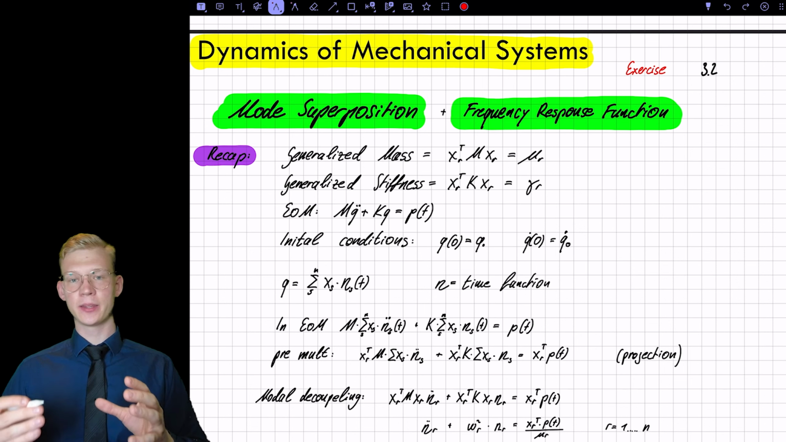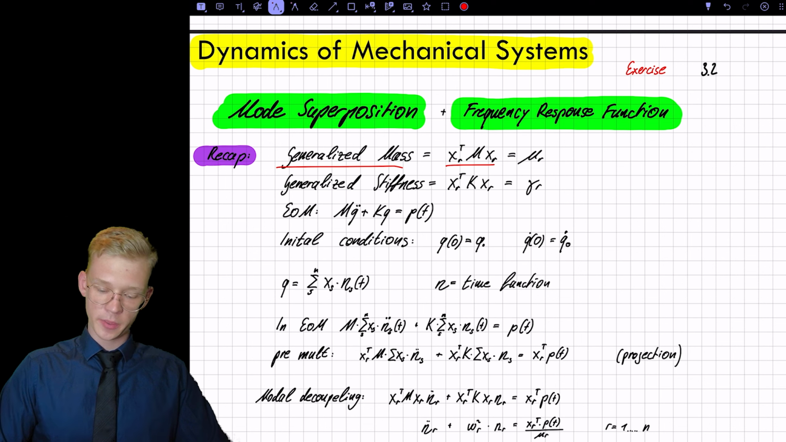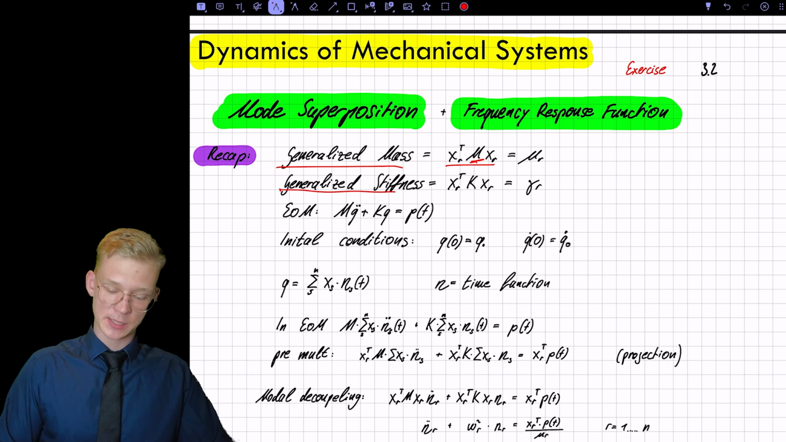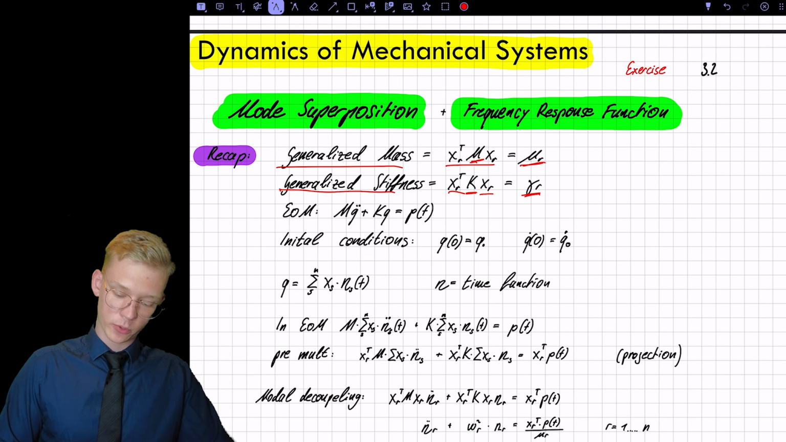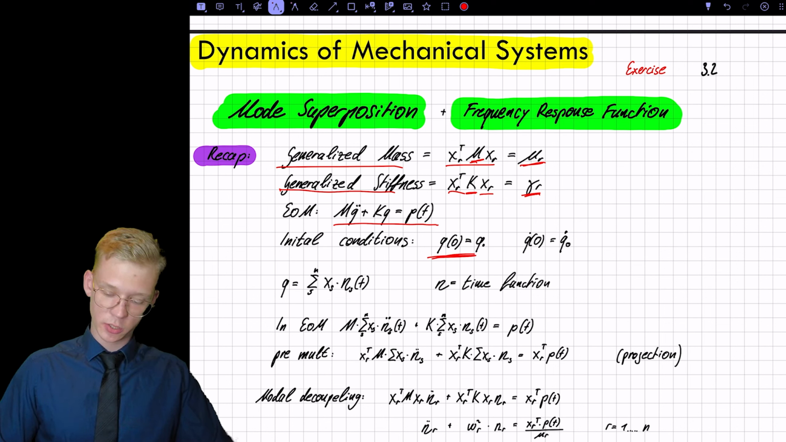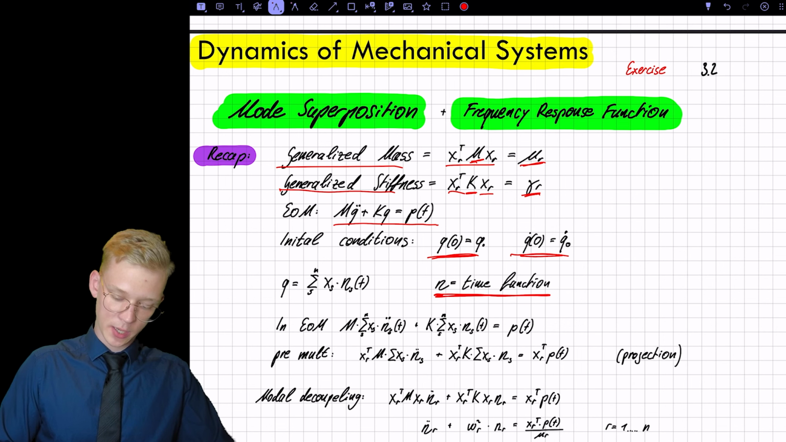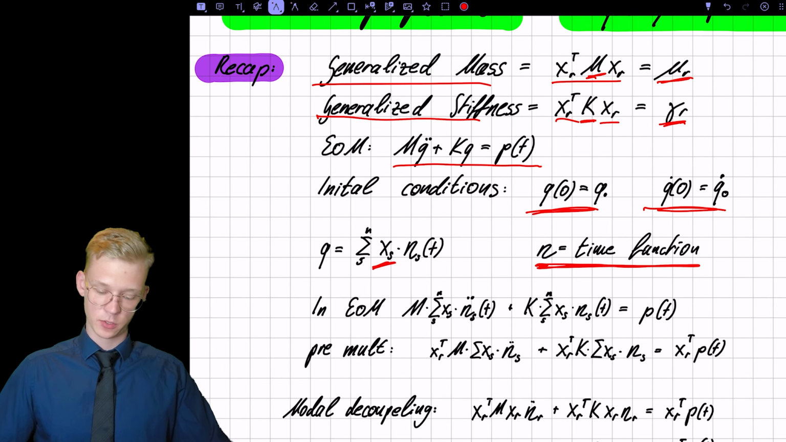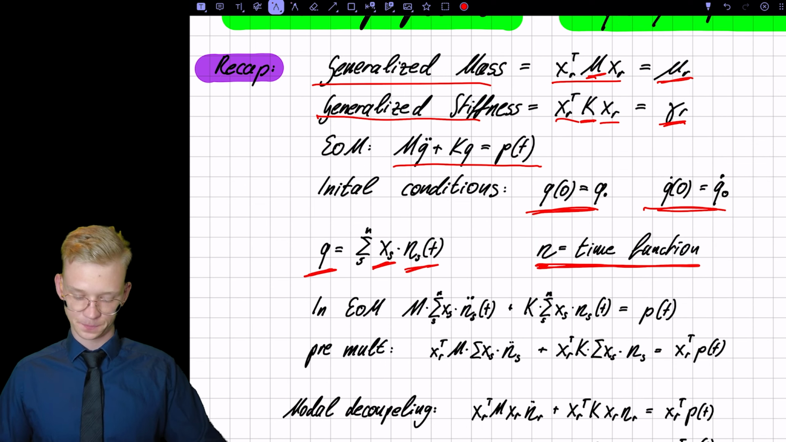Let's do a small recap first. The generalized mass is a pre and post multiplication with the mass matrix. The generalized stiffness is a pre and post multiplication with our stiffness matrix. So we have mu r and gamma r. Our equations of motion are linear. And then we also have the initial conditions that we will need to find the time function, so we can use our eigenmodes as a basis, multiply them with a time function, and get the actual solution in the physical space.